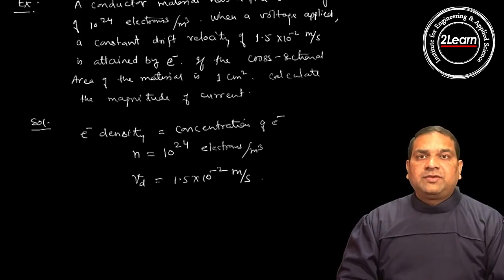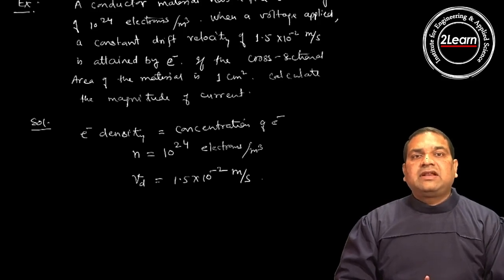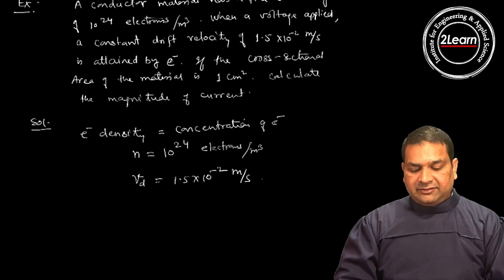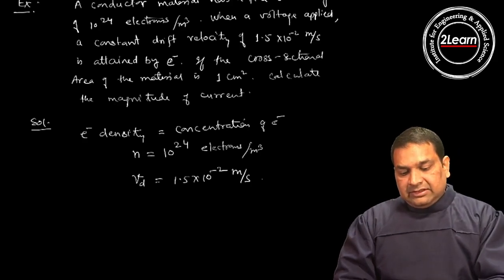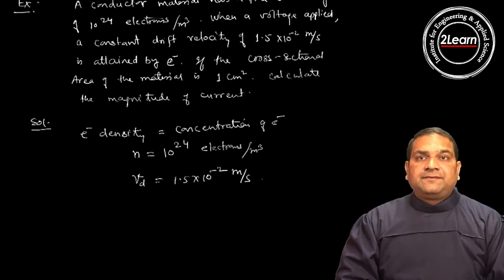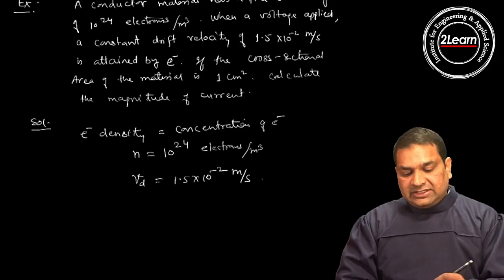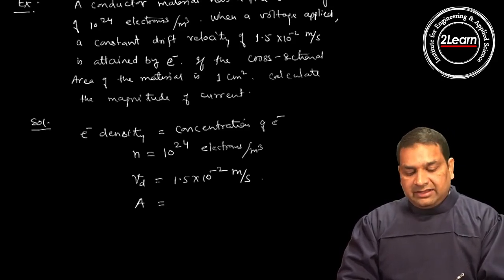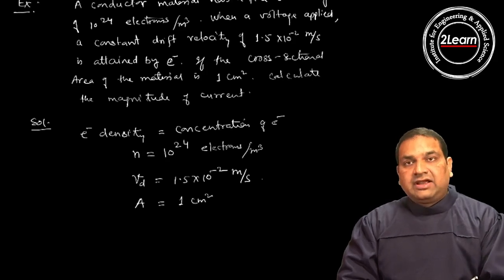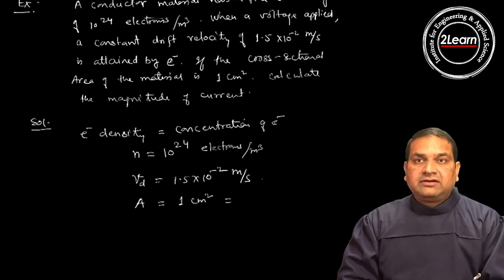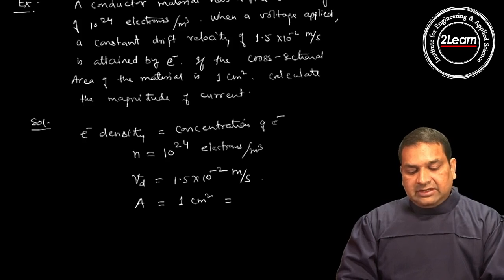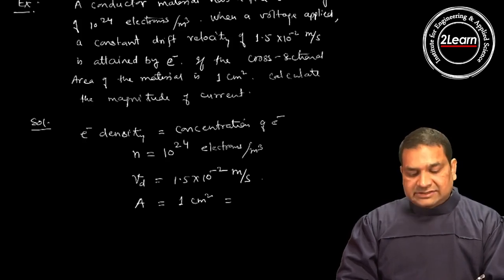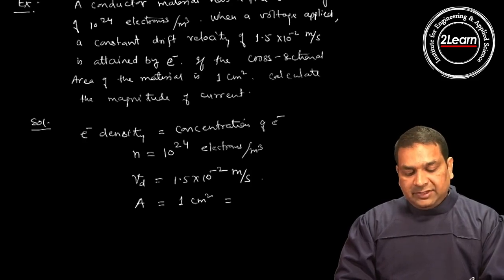Example: whenever you get a numerical problem, read it line by line carefully to see what is provided and what you have to find out. If the cross sectional area of the material is 1 centimeter square, so cross sectional area is denoted by A, and this is 1 centimeter square. So convert it into meter square, because electron concentration is given per meter cube, drift velocity is in meter per second. So convert this area in meter square.